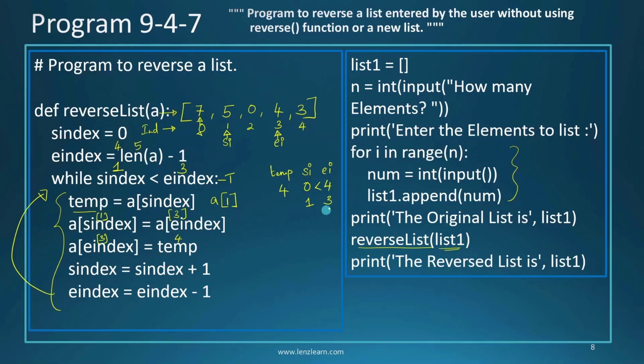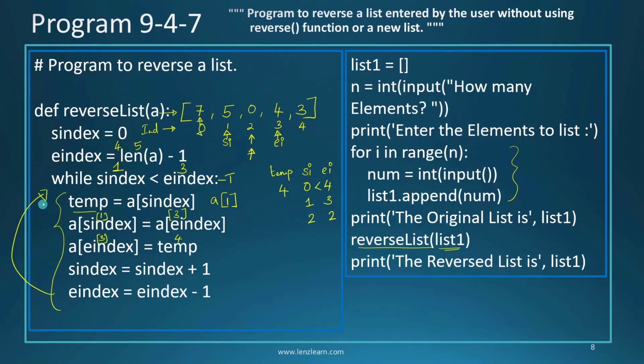Now I will increase the value of S index to 2. Now I will decrease the value of E index, so that will also become 2. So right now S index is pointing to here, E index is also pointing to here. So now you can see we have reached the middle point, which means my program can stop. Your original list is now reversed. Initially the value of this list was 34057. Now the value available in the same list is 75043. So it is reversed.